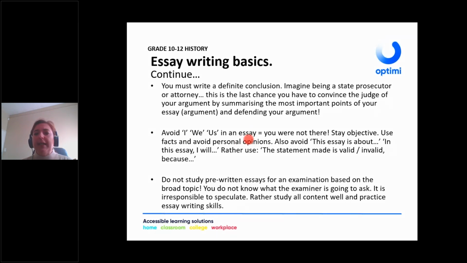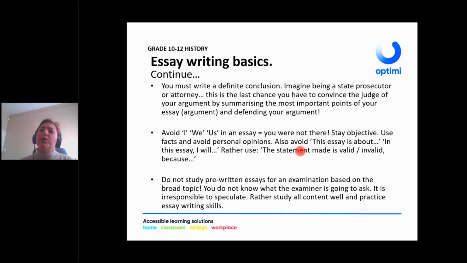I, we, us in an essay. A lot of times when we mark, for example, apartheid essays, there's a lot of the use of I, we, us, and so forth. Quite frankly, you were not there, right? So you were not in the Second World War, you were not in the Cold War, and so forth. You did not have that specific experience that the question is about. So please avoid these words. And again, history essays must be objective and not based on personal opinions, right?